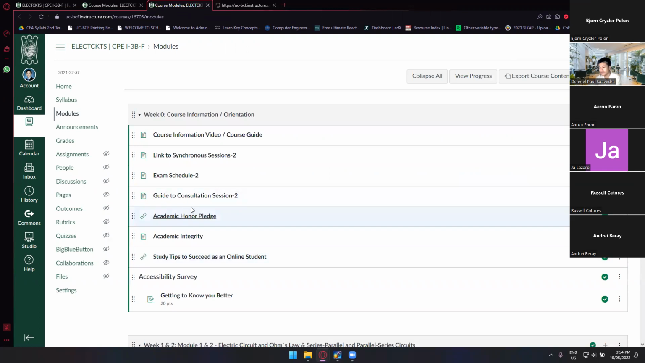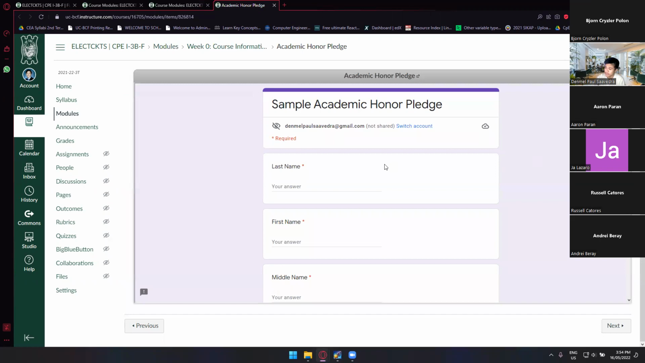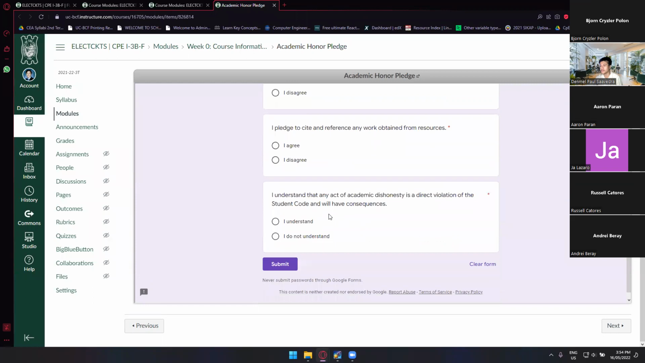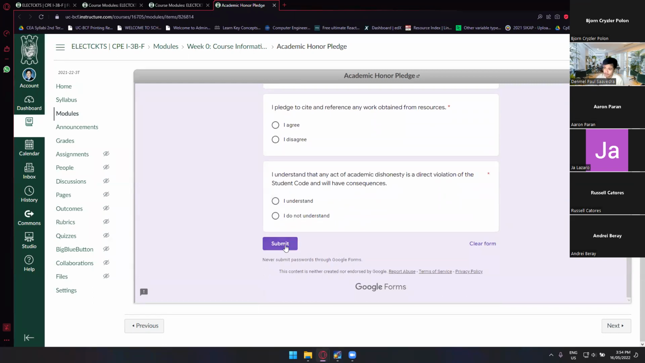And then we have here the academic honor pledge. This is just a quick survey again, just to say that all of your work is done by you. So you didn't cheat, you didn't plagiarize, you didn't do any dishonesty. Okay, so just answer this one and then agree on everything, and then hit understand and then click submit.